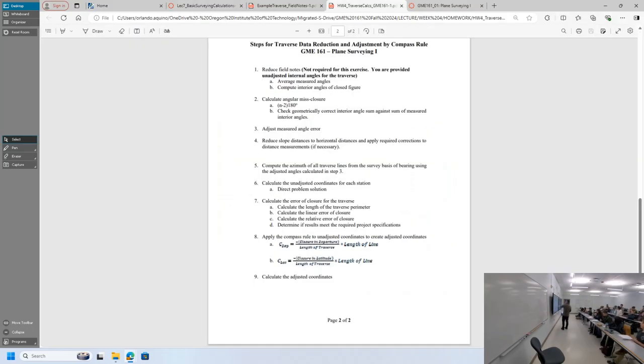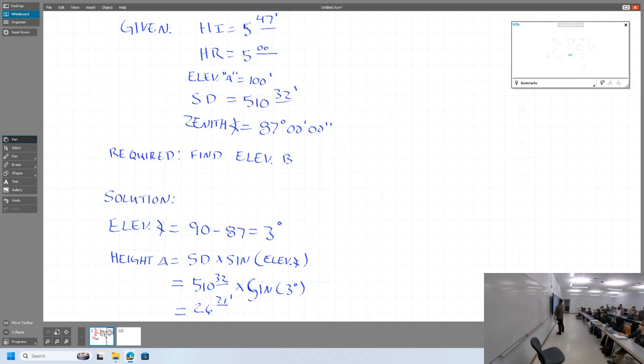Alright, so again, it's not necessary to use the slope distance for horizontal distances. We need to just compute the azimuths of the traverse lines, so essentially it reflects the notes on that side. Alright, so let's jump to that area.